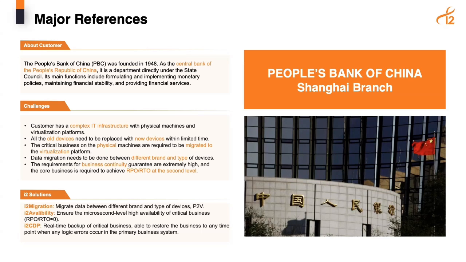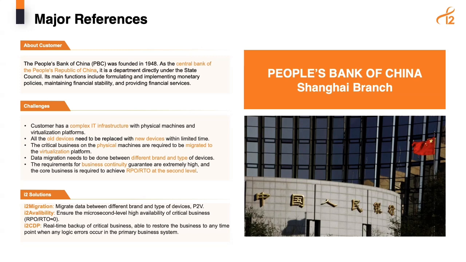They have physical servers, they have virtual servers, and they have very old devices, and they use other different brand products, and they want to make them all in one. And starting from that, they want to switch their physical servers to a virtual platform, and they want to guarantee their business continuity to make sure RPO and RTO are at second level.